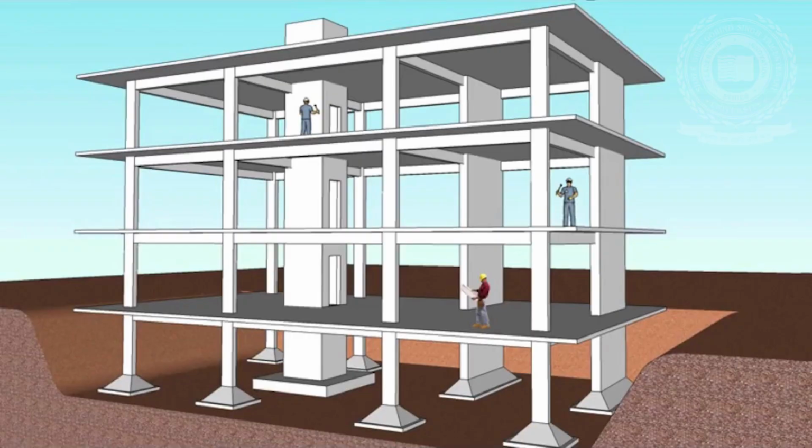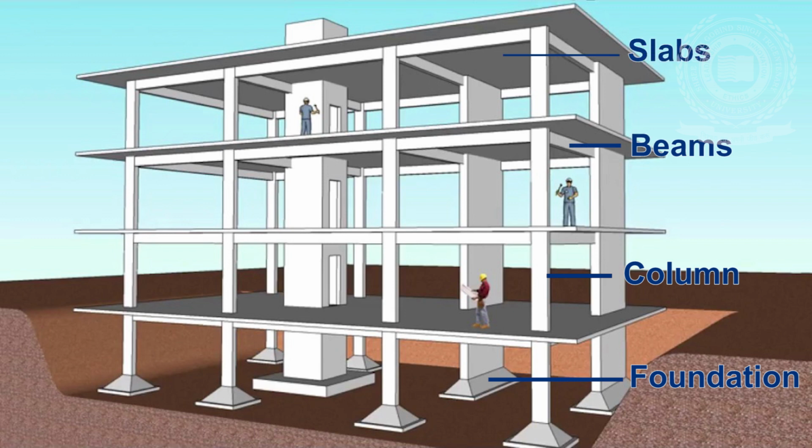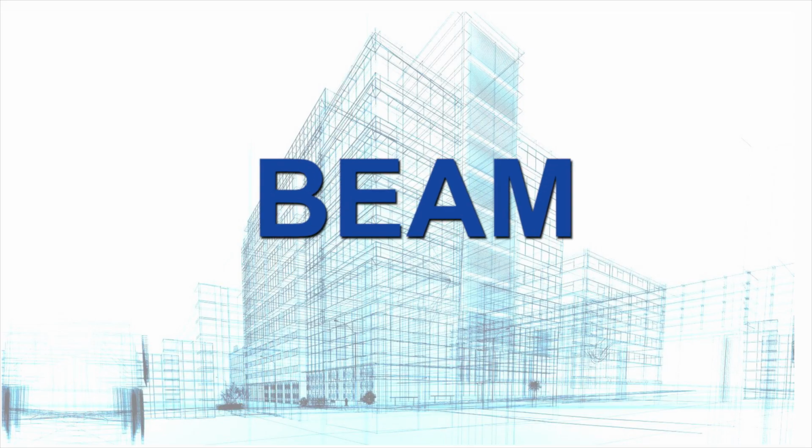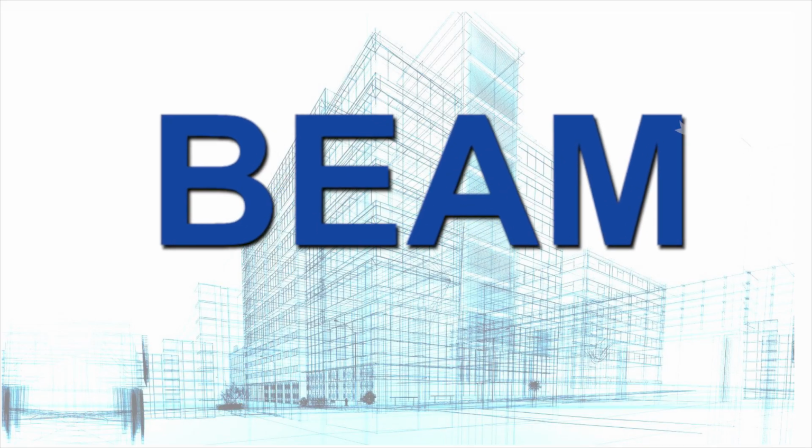You must have seen structures like bridges, buildings, industries. All these structures are supported by concrete or steel. Look at the small structure of a building. It is having foundation, vertical member called column and a horizontal member such as beam and slabs. Each part has its own significance and utility. Today we will learn about beam.